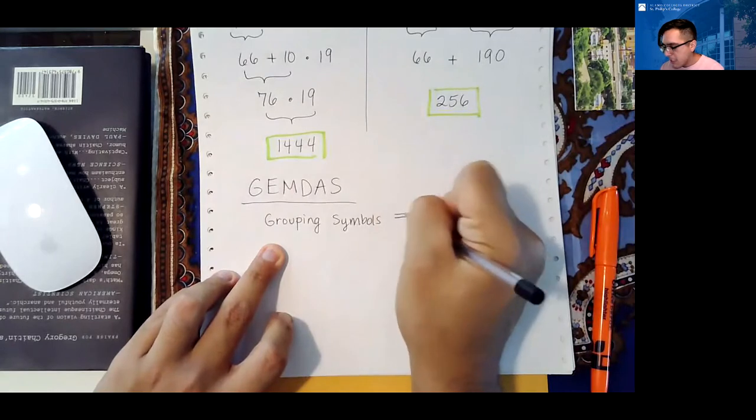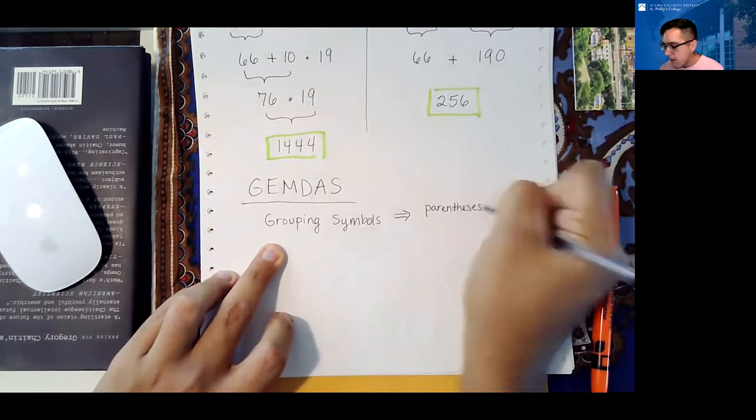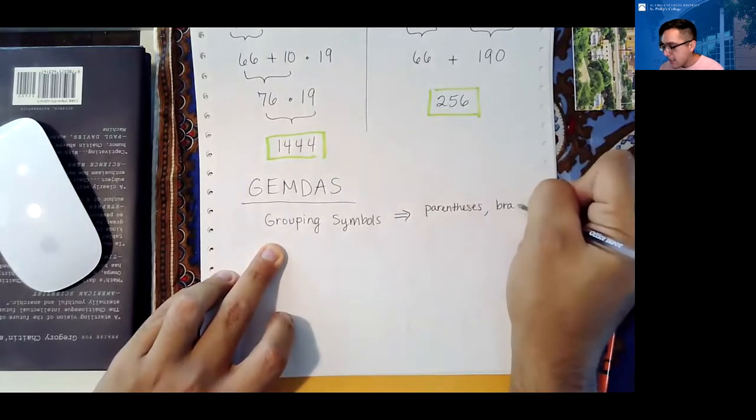The grouping symbols include parentheses. It includes brackets.